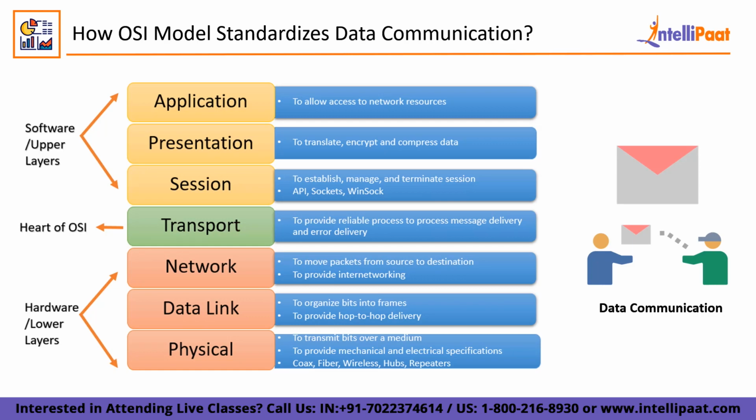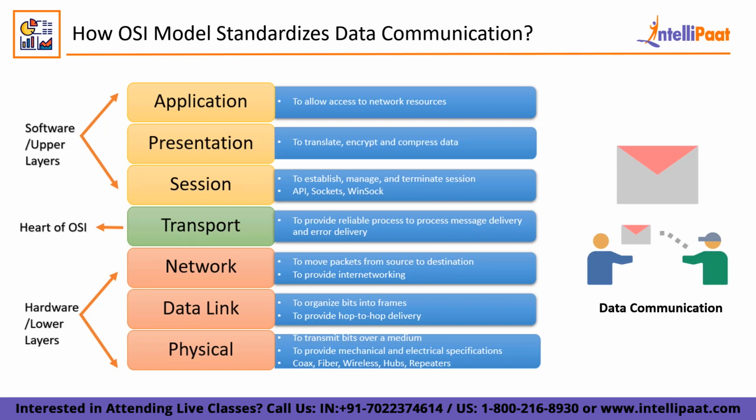This layer is responsible for breaking the data into smaller units called frames and adding error checking information to each frame. In our example, the data link layer would be responsible for breaking the email into frames and adding error checking information to ensure that the data is transmitted correctly. Now, the third layer is the network layer, which is responsible for routing data between devices on different networks. In our example, the network layer would be responsible for routing the email from your laptop to your friend's smartphone across the internet.